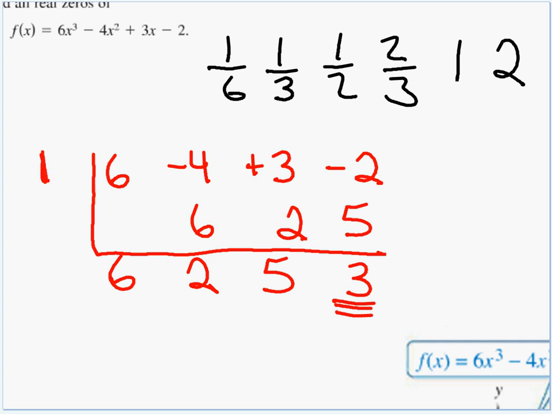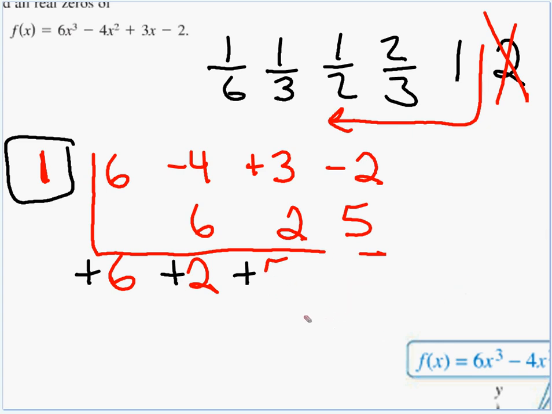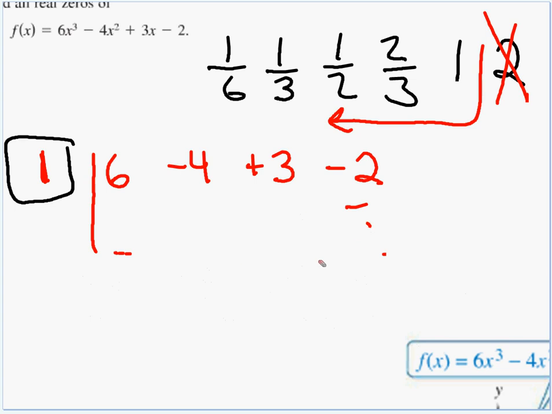But look at our answer row. Positive 6, positive 2, positive 5, positive 3. We found an upper bound. 1 is our upper bound. So our real answer is below 1. So we can now eliminate 2. We're not going to check 2 because we know it's not going to work, since we found our upper bound. Let me get rid of this. And let's try another number. Let's try -1 and see what happens.